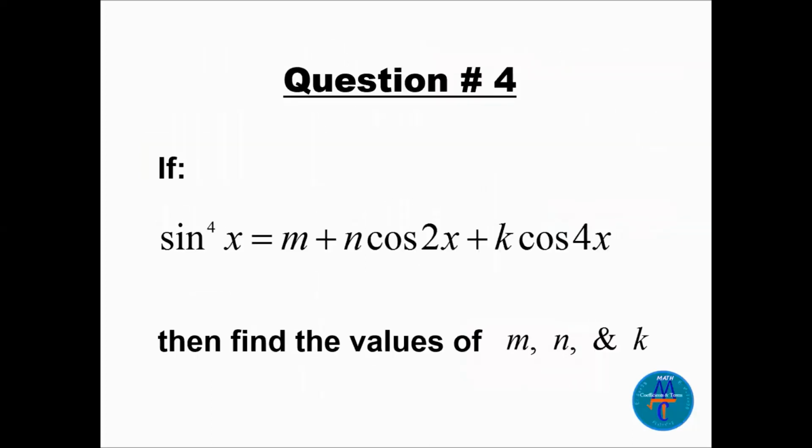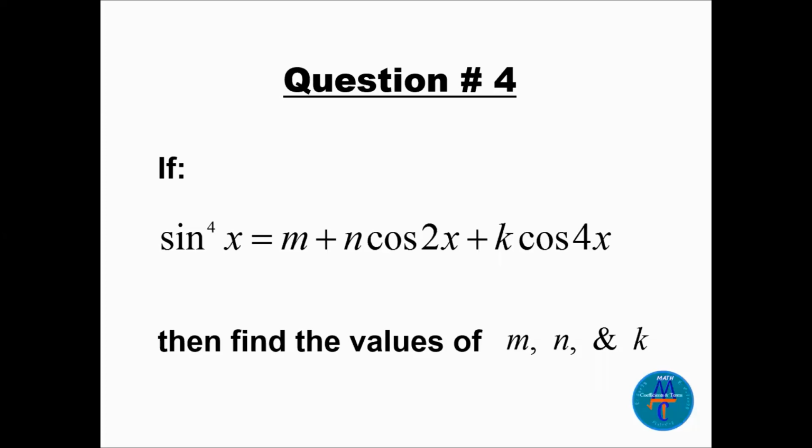Let's see question number 4, the most difficult one in this session. If I give you sine to the power 4 of x is equal to m, a number, plus n cosine of 2x plus k cosine of 4x, find m, find n, find k. It is not easy, but you can do it, you can try it, you can learn from the solution here.